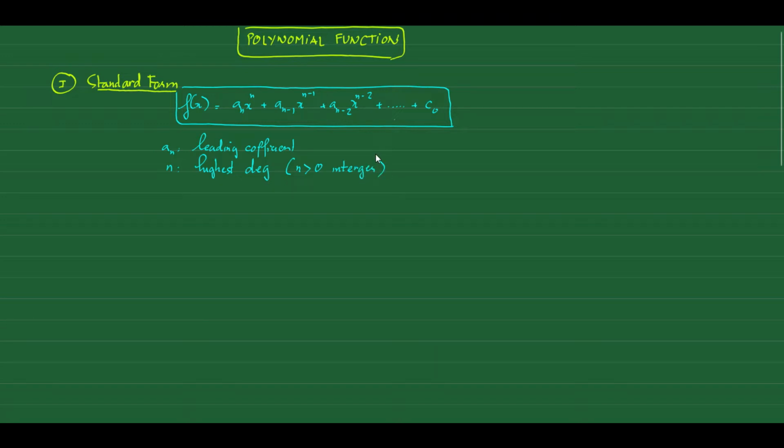It cannot be negative one, and it must be an integer. So n over here tells you the degree of the polynomial function, the highest degree in that expression. And the c sub 0 over here we call the y-intercept value. Then from here we can get the y-intercept point easily, right? Because it tells you where the graph of the polynomial function intersects the y-axis.